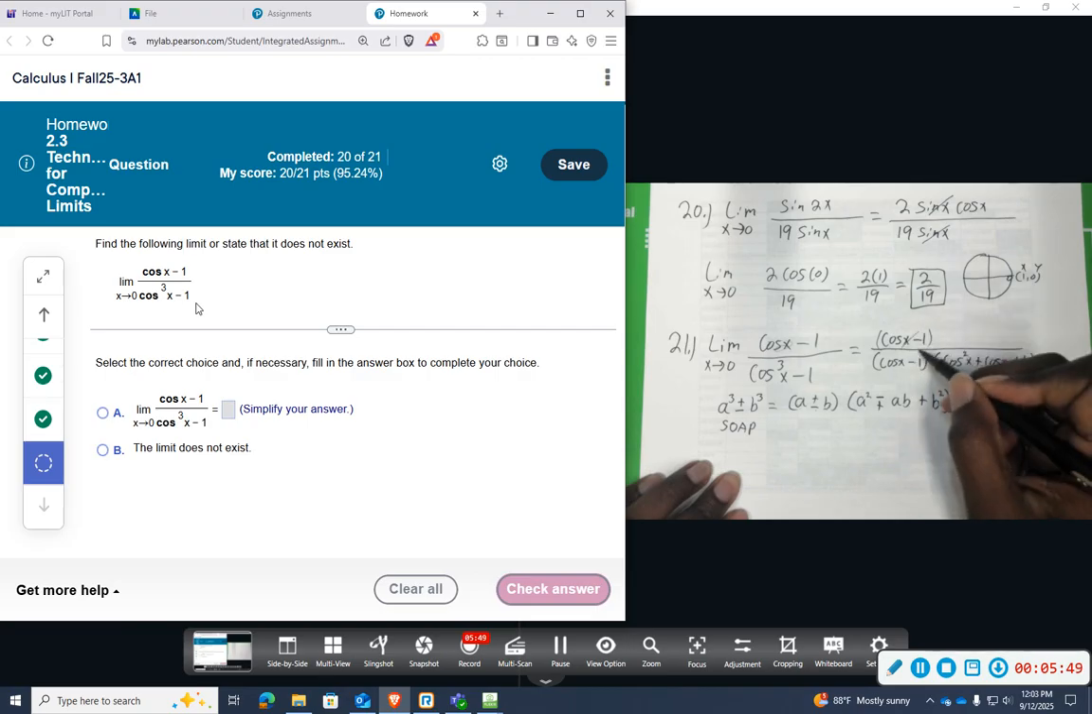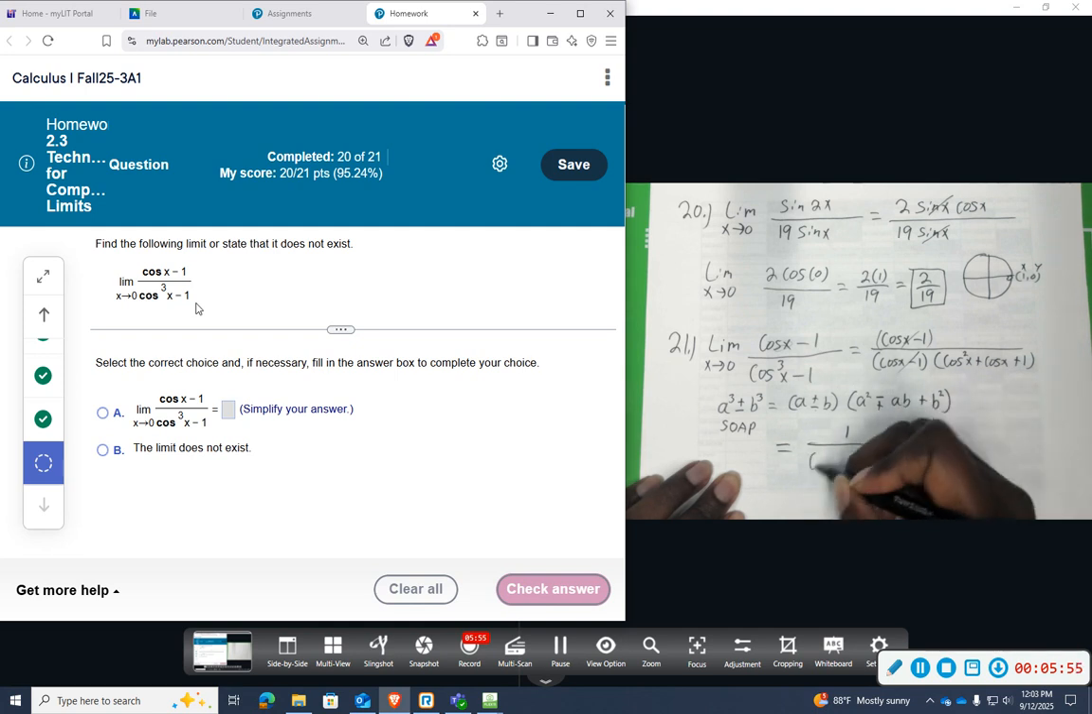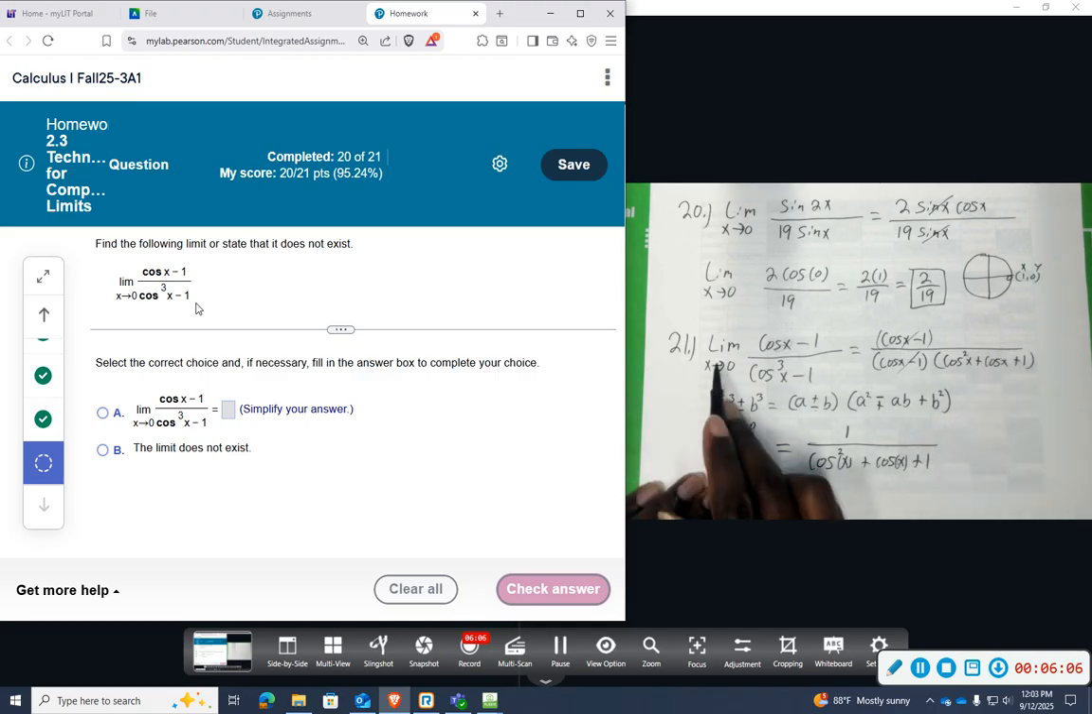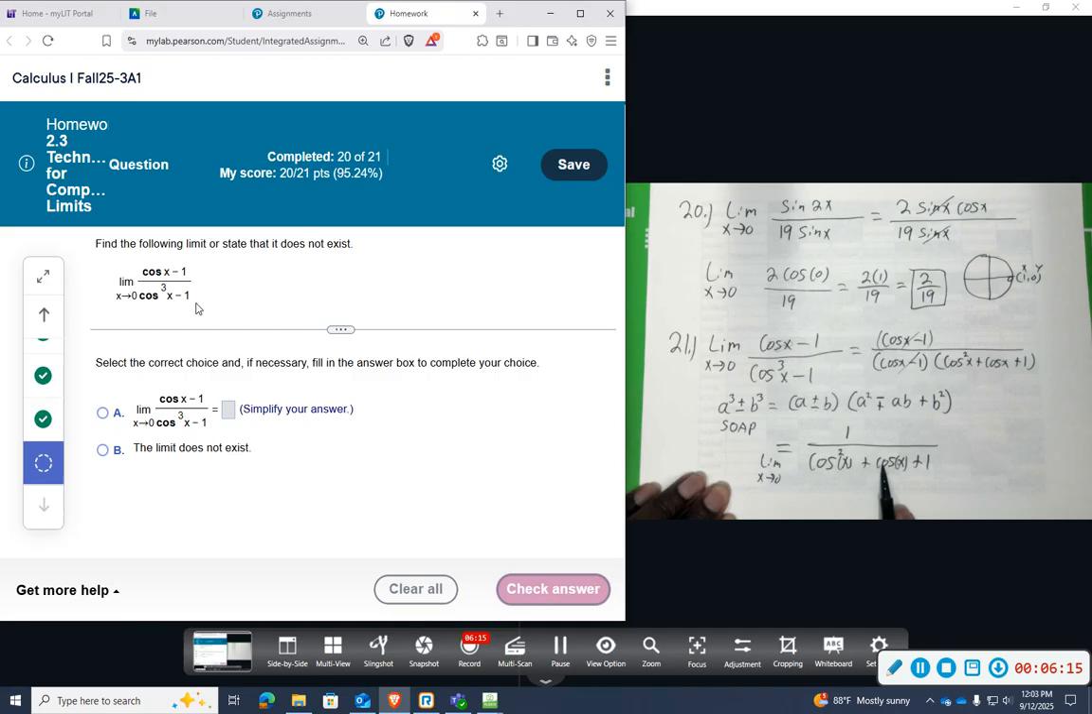All right, so the cosine minus 1 will cancel out, leaving us with 1 over cosine squared x plus cosine of x, and then plus 1. So at this point, when we evaluate the limit as x goes to 0, we plug in a 0, this gives us a 1, this gives us a 1, and then this is just a 1. So we end up with 1 over 1 plus 1 plus 1. So we end up with 1 over 3 as our limit.